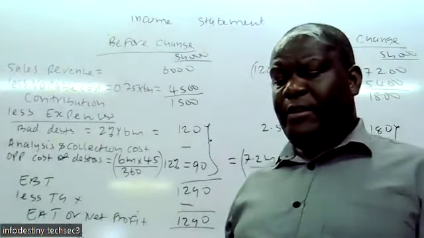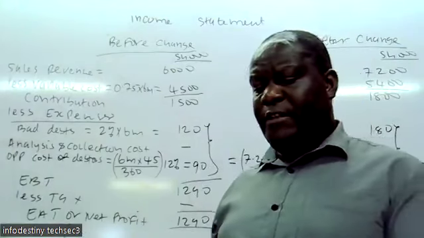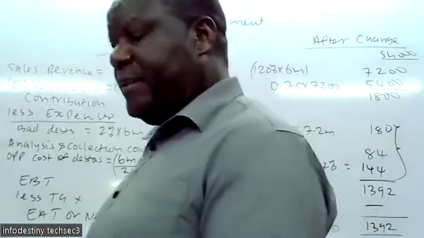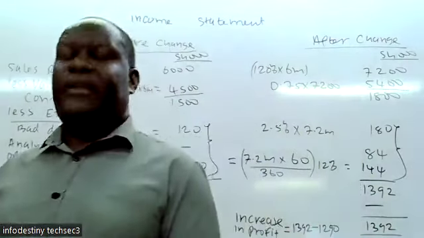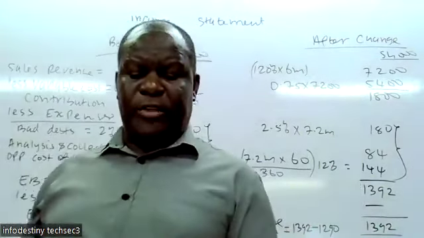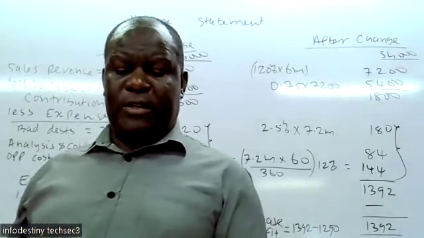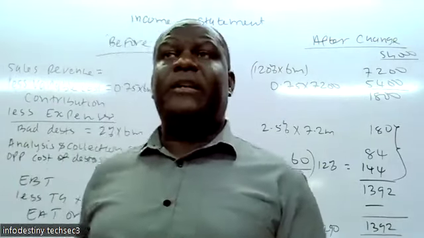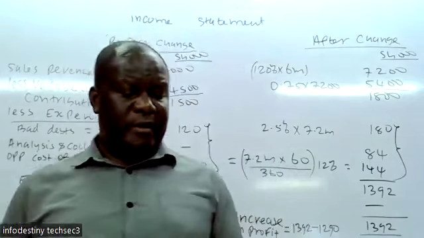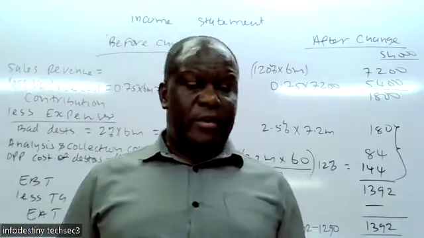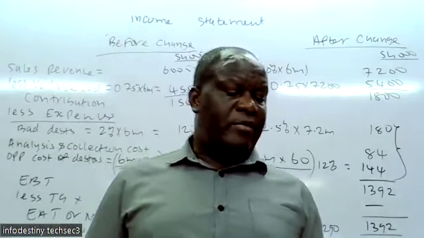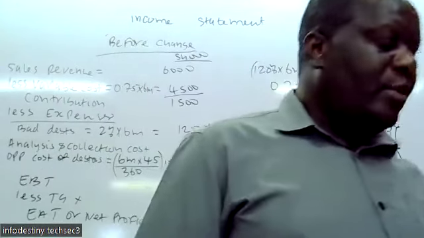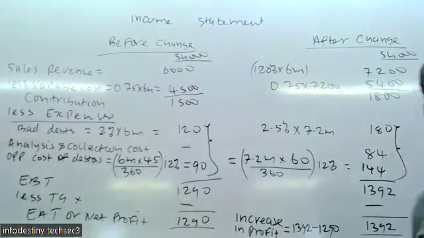The firm's rate of return on the investment is 14% per annum. The corporate tax rate is 13%. All sales are on credit, and assume there are 360 days in a year. Required, you are to advise the management on whether to adopt the new credit policy.